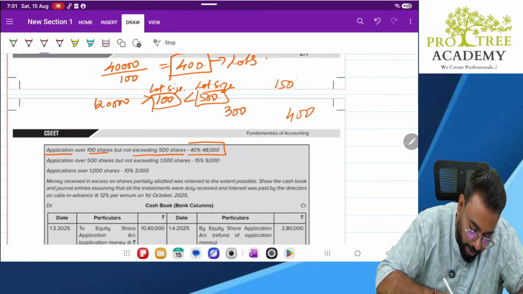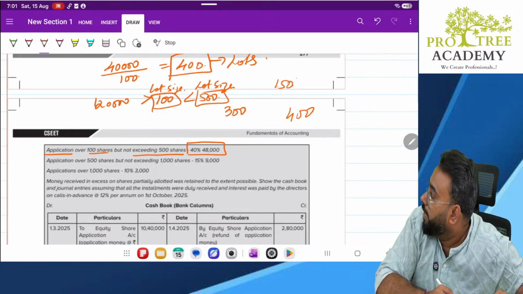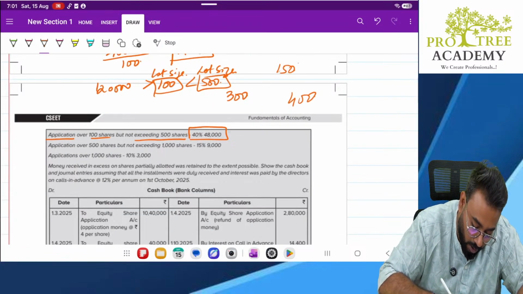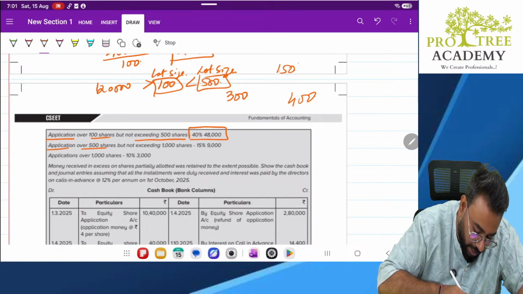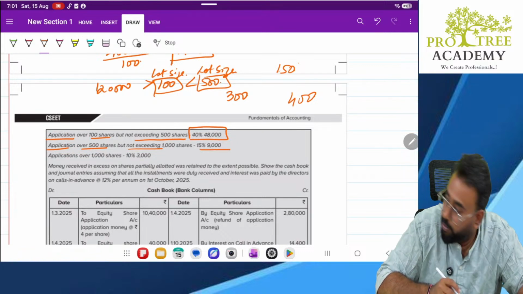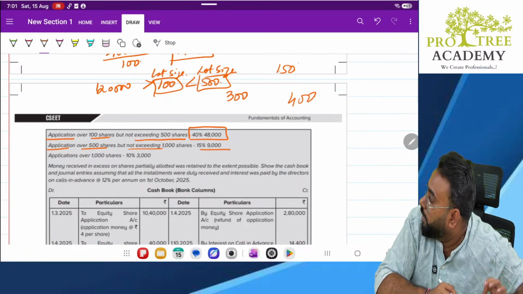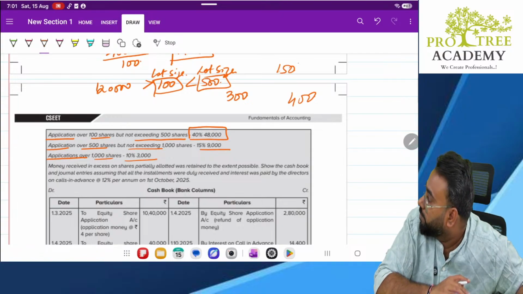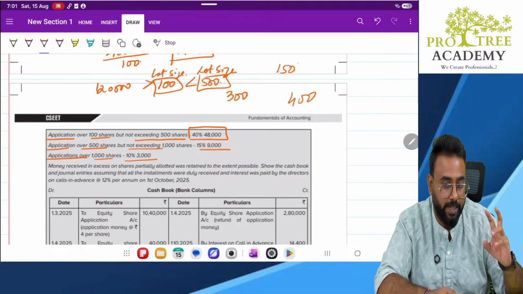They have allotted 48,000 shares. Sorry, 48,000. Okay. Application over 500 shares but not exceeding 1,000 shares. They have allotted 9,000. Applications over 1,000. They have allotted 3,000. Clear? I know it is pretty confusing.